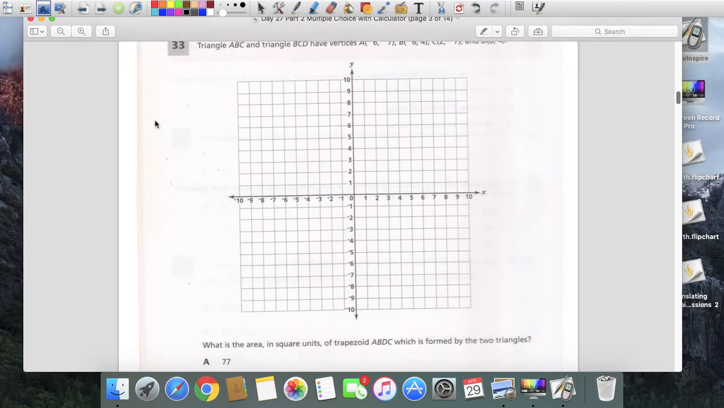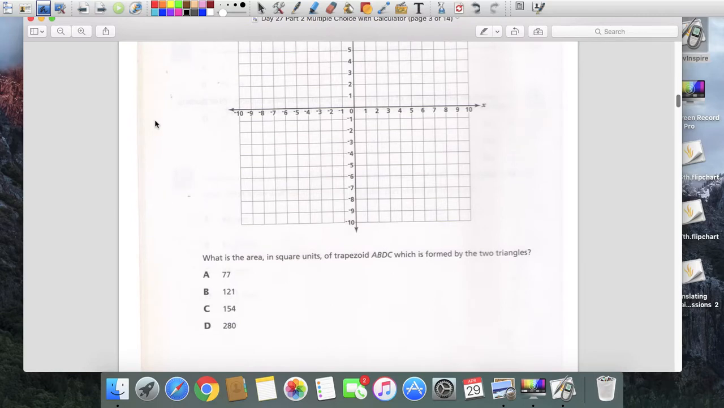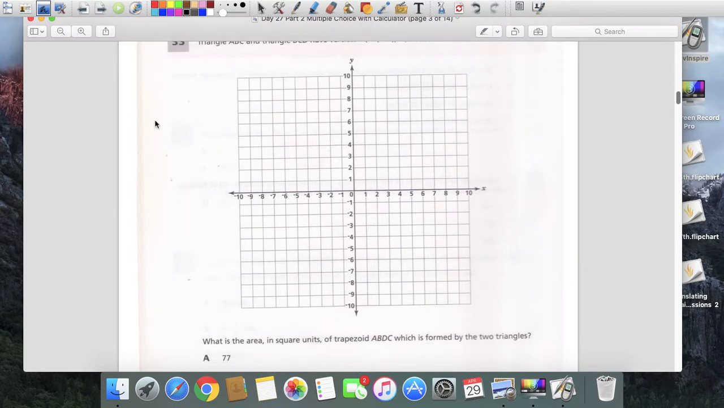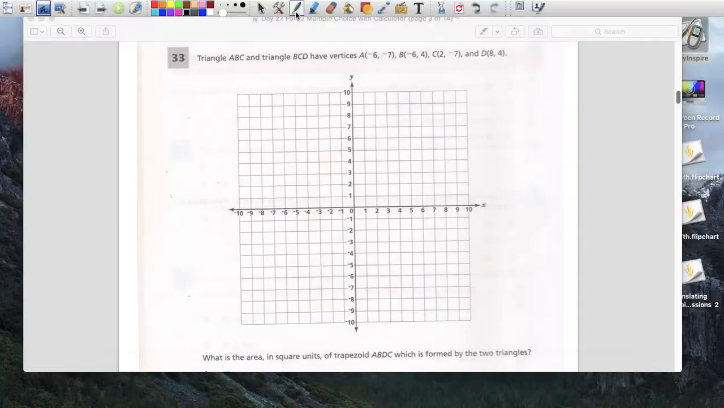Okay, so this is the area of trapezoid ABCD. So I wanted the area of the trapezoid. All right. A is -6, -7. B is -6 and 4. C is 2, -7. Okay, so I have a triangle here. Now find the area of that triangle. Base times height.